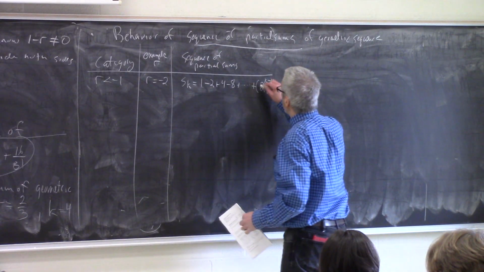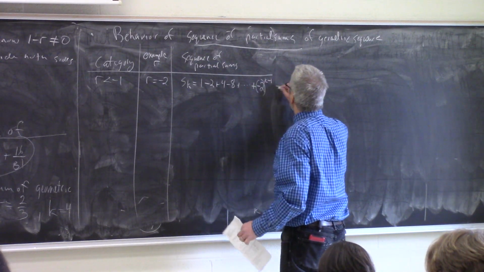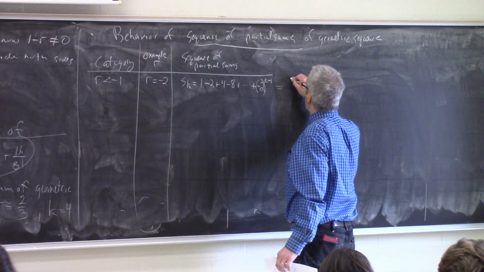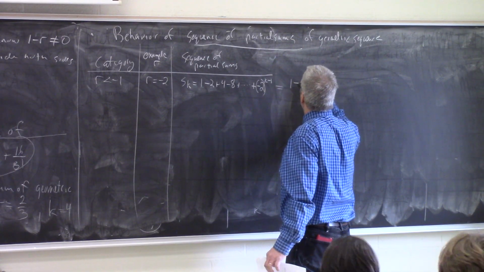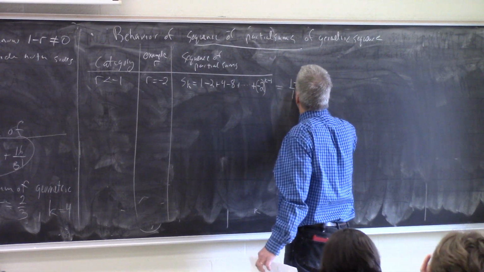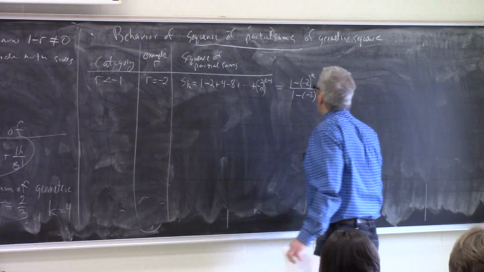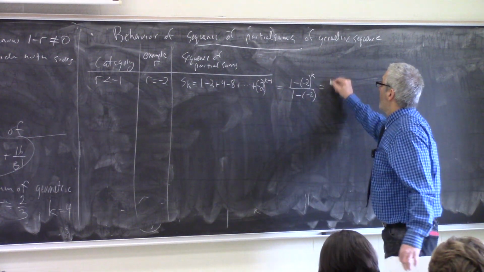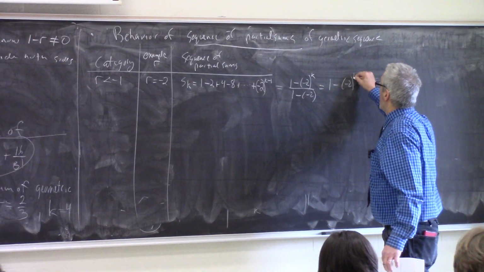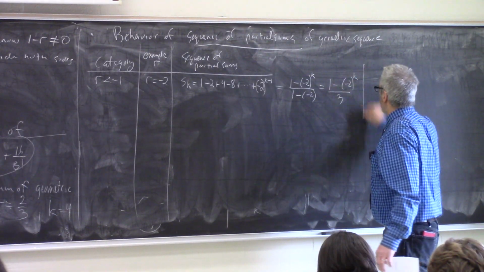With r equal to -2, we know what this equals. This is 1 minus (-2) to the k over 1 minus (-2). So that's 1 minus (-2) to the k all over 3.